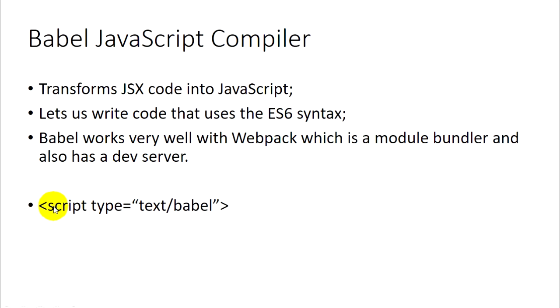Whenever we want to use JSX in our HTML code, we should always specify this script type, which is text/babel. That's how we will call the Babel JavaScript compiler, and it's going to transform the JSX code into JavaScript so the browser can read it. So let's go ahead and create our first React component.